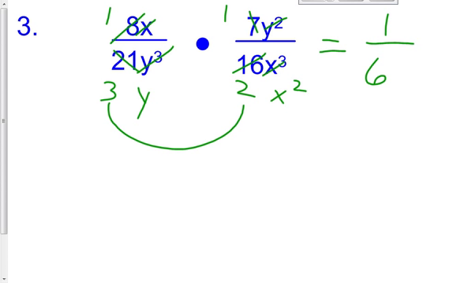and you have y and x squared. We always usually write this in alphabetical order. Excel Math certainly does, so make sure you guys get in the habit of doing that as well. So x squared comes first, and the y comes second. 1 over 6x squared y. Why don't you guys pause the video and try number 4.